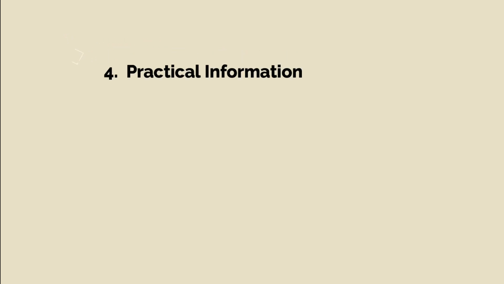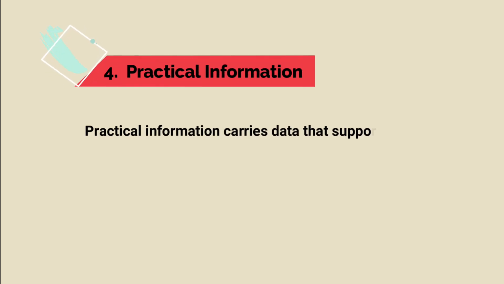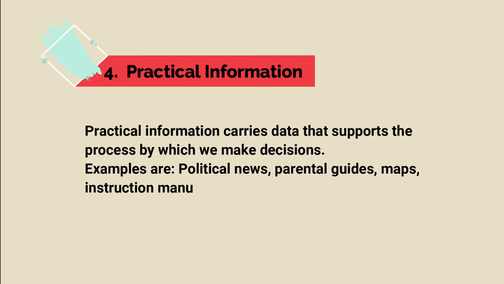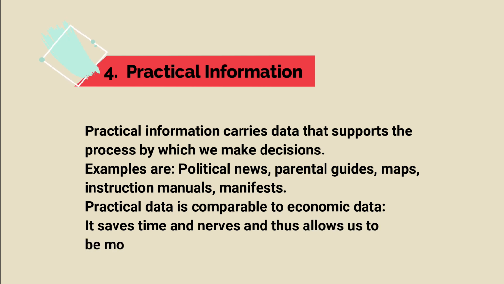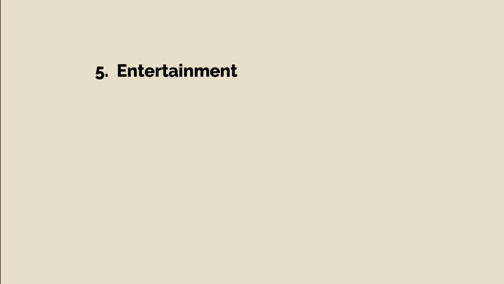Next, we have practical information. Practical information carries data that supports the process by which we make decisions. Examples are political news, parental guides, maps, instruction manuals, manifests. Practical data is comparable to economic data because it saves time and nerves and does allow us to be more productive. Next, we talk about entertainment.